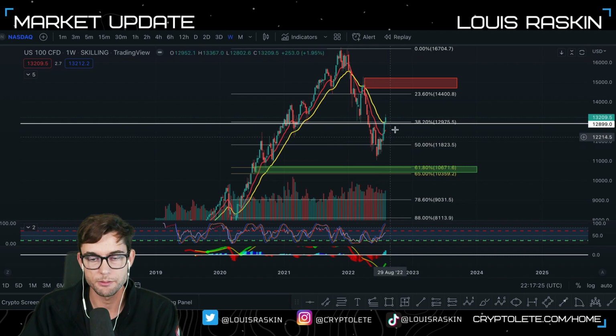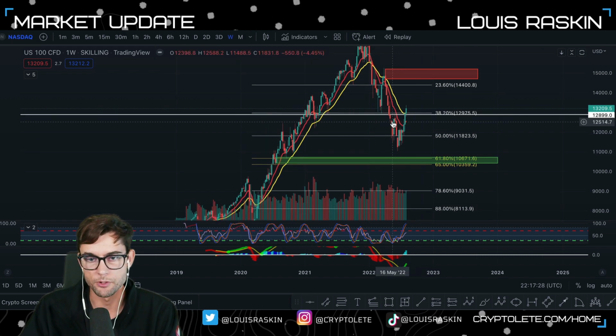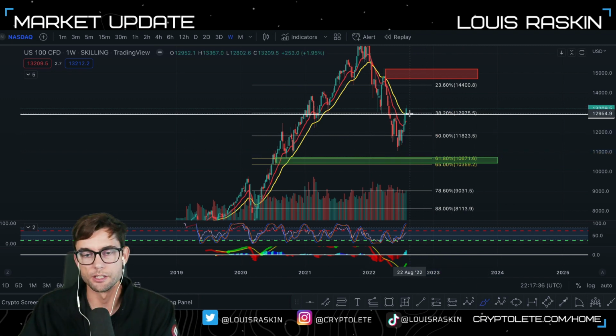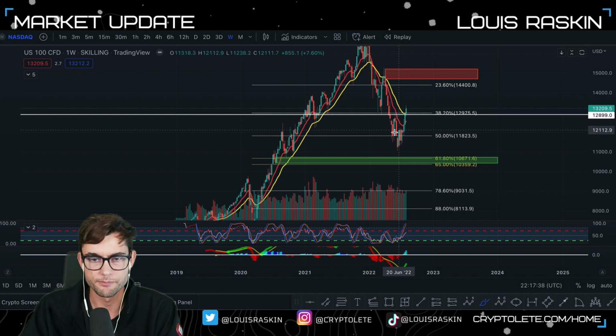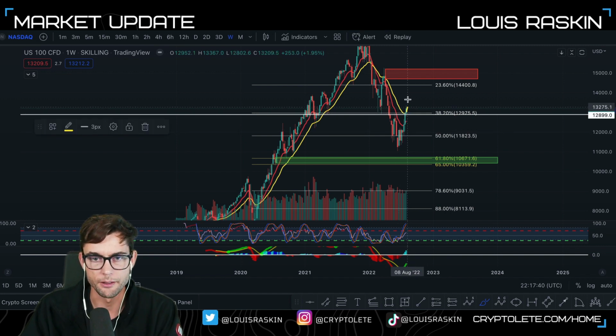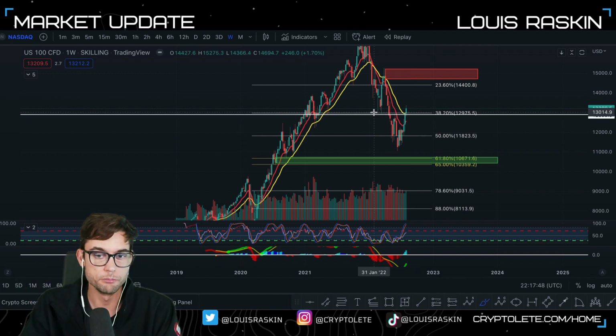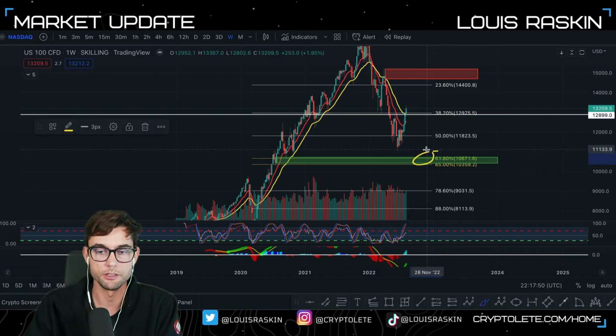Like, this doesn't really make sense to me. It would have made a lot more sense to continue down to here and then create something like this and then move up from there. So I think that this is hot air. I don't know. Hot air could go all the way up there. Regardless, I'm not long-term bullish right now. I still think that we are going to hit there.